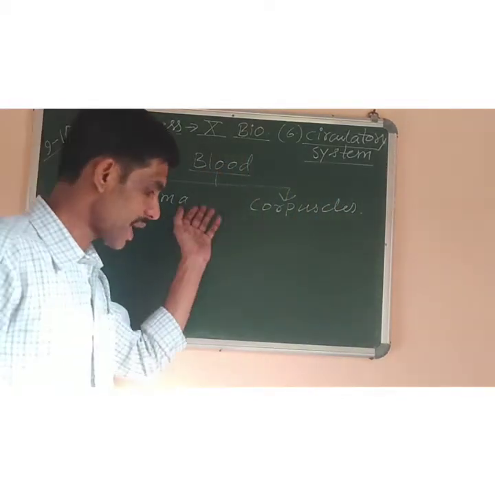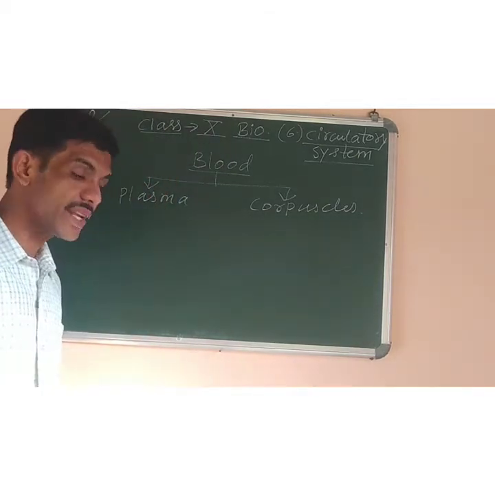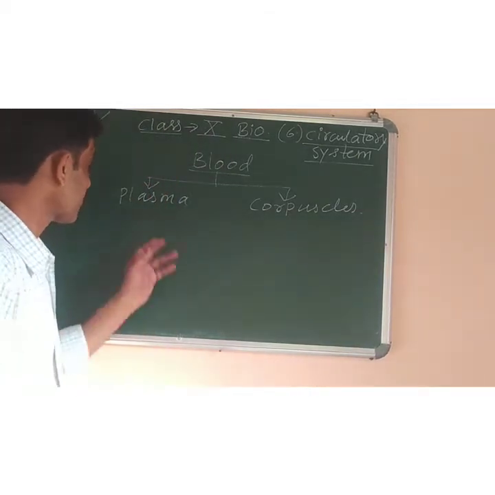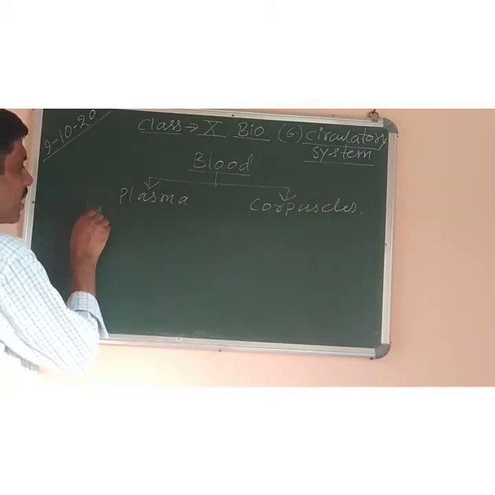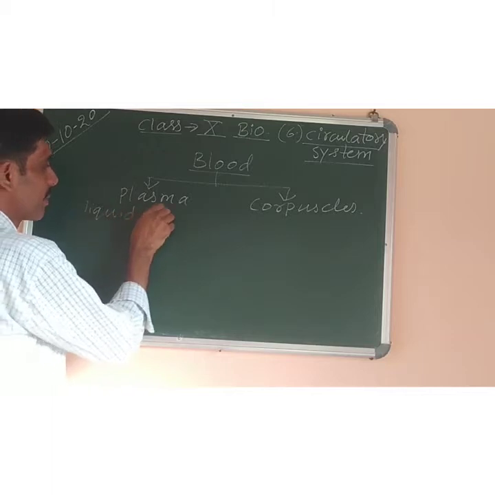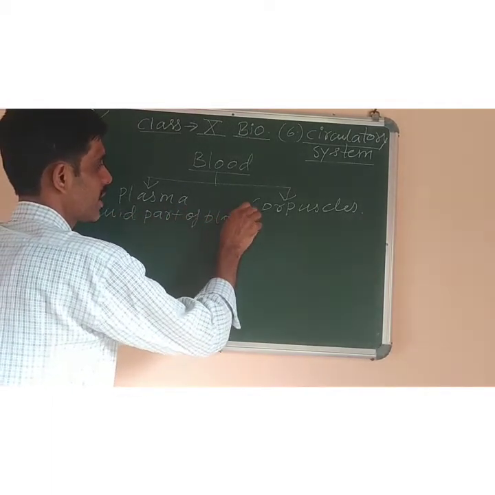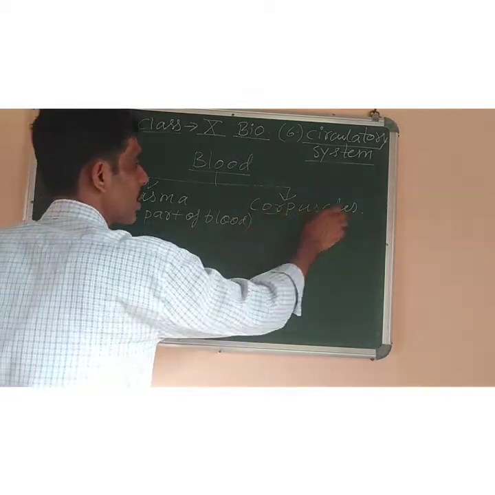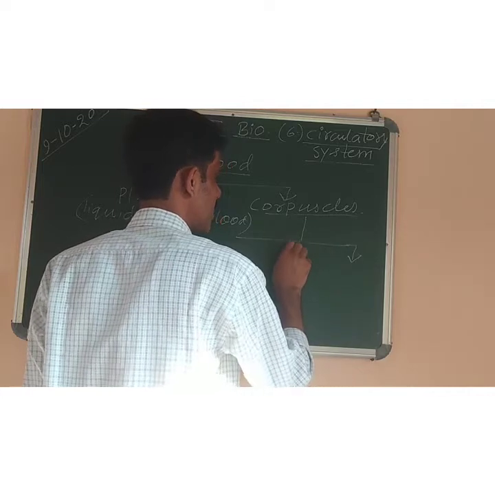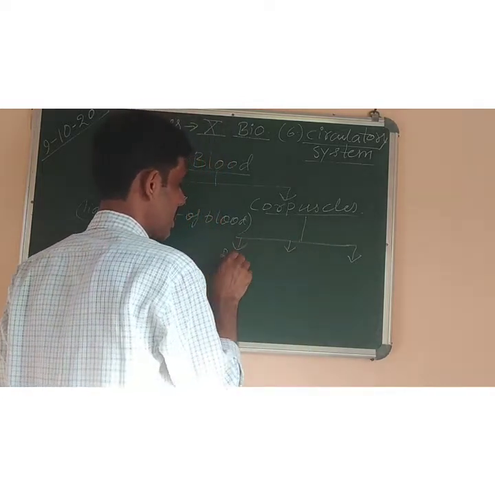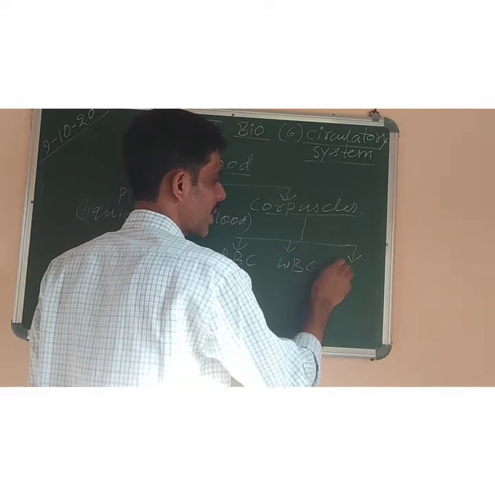So what is plasma first of all? And why blood is red in color, that also we can learn. Plasma is the liquid part of the blood. So the liquid part of blood is known as plasma. And the solid part of the blood is called corpuscles. So how many types of corpuscles are there? There are three types of corpuscles. What are they? Red blood cells, white blood cells, and the blood platelets.